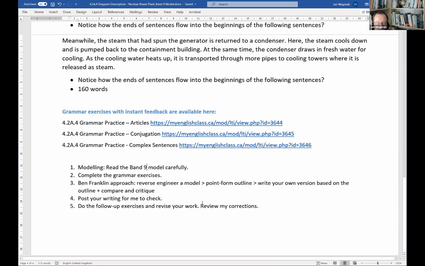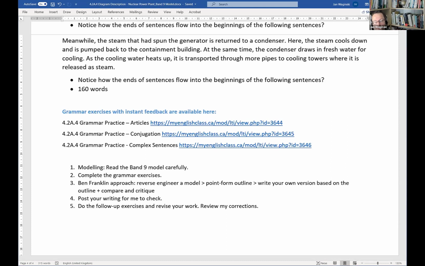Here, the first time you're reading it, you're just reading it for the information. Then you read it more carefully as you're modeling it. You're saying it out loud. You're writing it. When you do the grammar exercises, the first one, you're focusing on the articles. The second one, you're focusing on conjugation. So here it's verbs, it's participles. The third one, you're focusing on complex sentences. But these are all taken from the model. So you're seeing that content again and again and again, and you're doing a deep dive into the grammatical constructions.